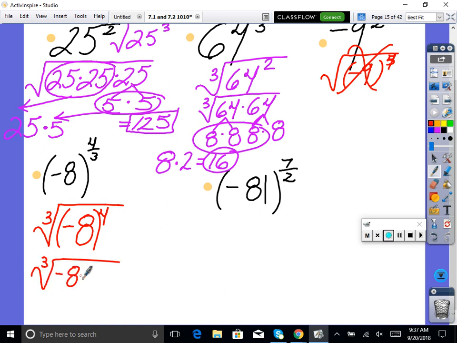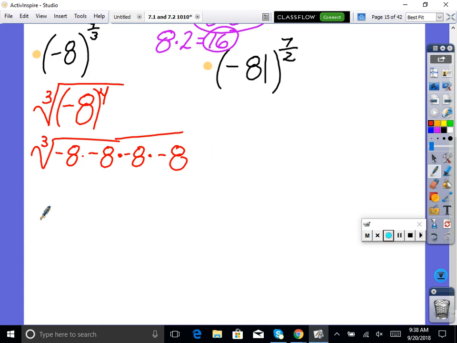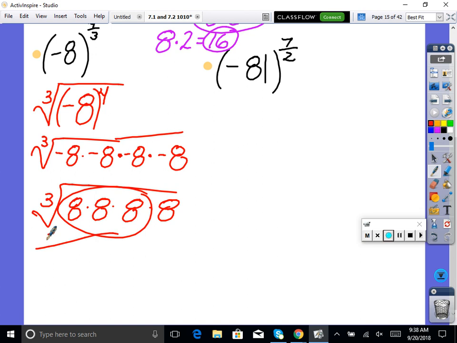The cube root of -8 times -8 times -8 times -8. How many negatives? 4. Don't they cancel out? So then we're really just doing the cube root of 8 times 8 times 8 times 8. So pull out an 8. And then the cube root of 8 is 2, so 16 is our final answer.